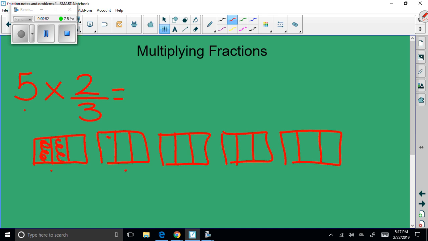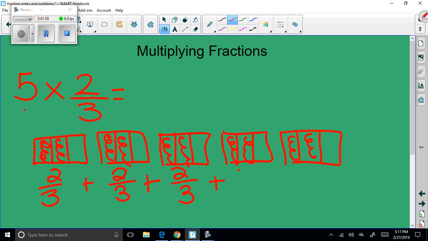In this picture I have 2/3. In this picture I have 2/3. Okay, so in every picture I have 2/3 plus 2/3 plus 2/3 plus 2/3 plus 2/3. And as you can see, I have 2/3 5 times.